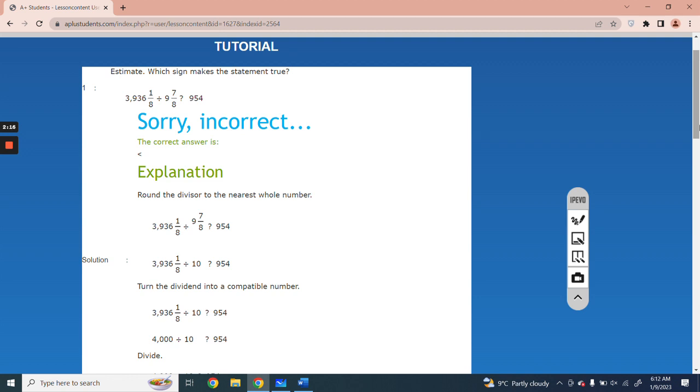The first example is 3936 whole 1 by 8 divided by 9 whole 7 by 8. You have to see if it is greater than 954 or less than. Got it? So let's just start with the first example. First we have to round the divisors. Got it? So the divisor is 9 whole 7 over 8. So you have to round to the whole number. Got it? Here you have 9 whole 7 over 8.